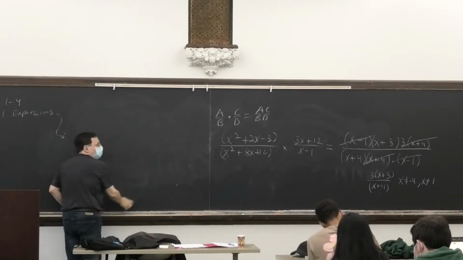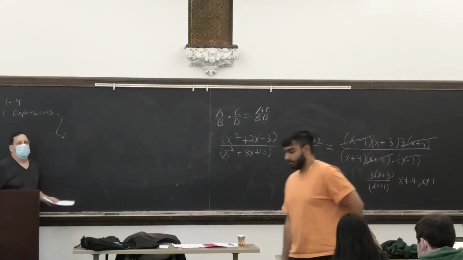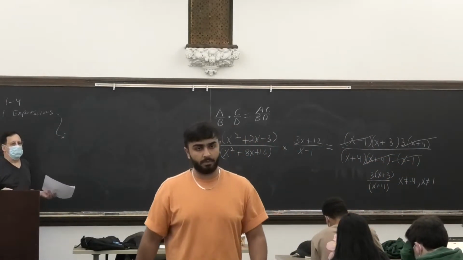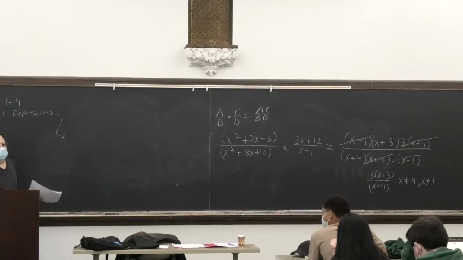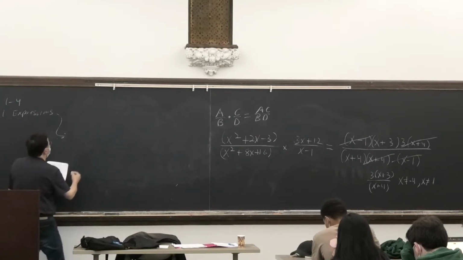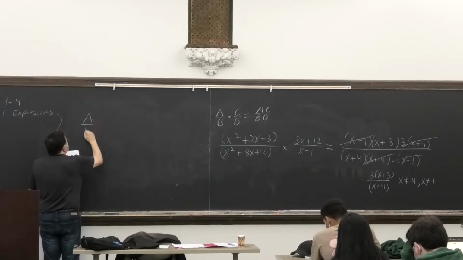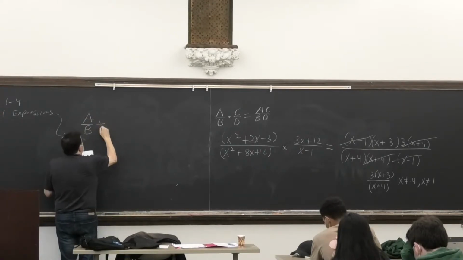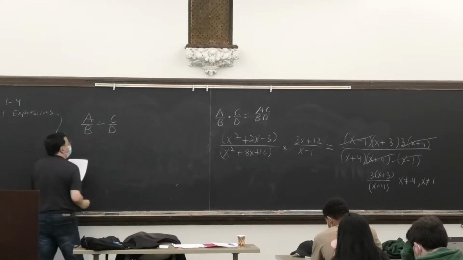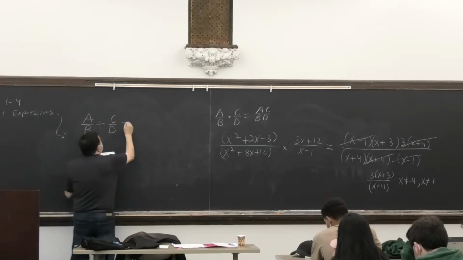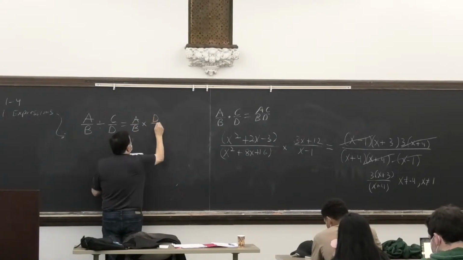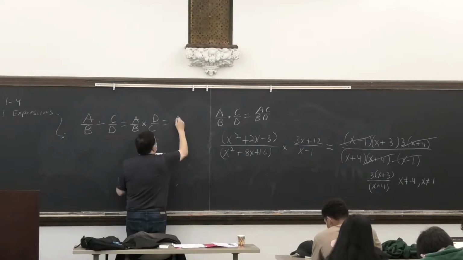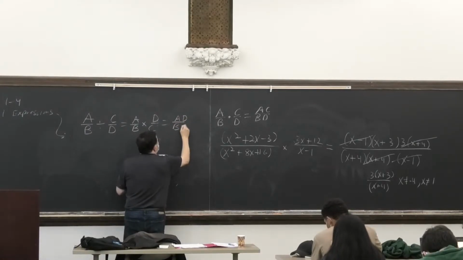Now, since multiplying rational expressions is pretty straightforward, dividing them turns out to be pretty much the same. Because we know that A over B divided by C over D is just A over B times the reciprocal, D over C. This is AD over BC.